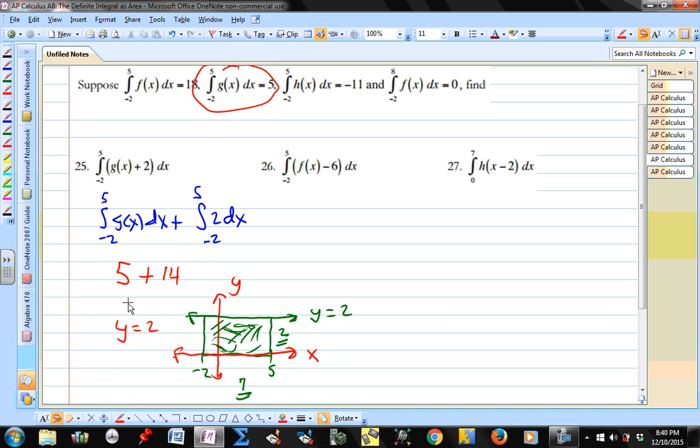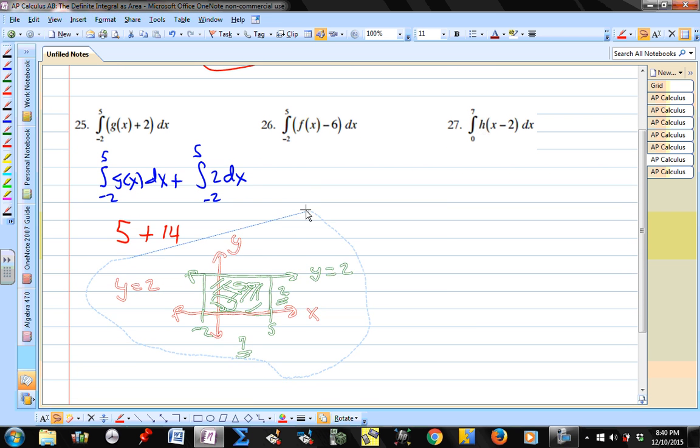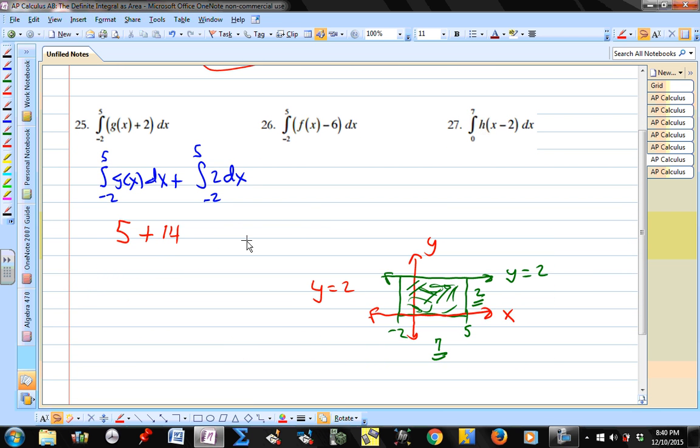Oops. This is getting crowded. Let's move it over. So now, 5 plus 14 is 19. And we solved the tricky problem. Number 26 is going to be very similar. Let's get rid of this scratch work.